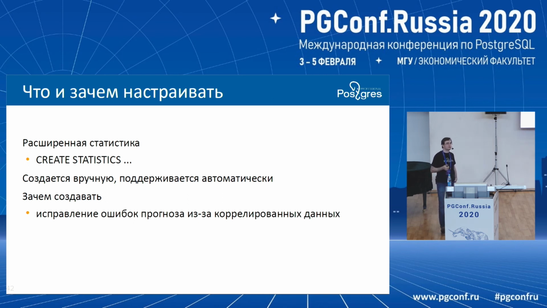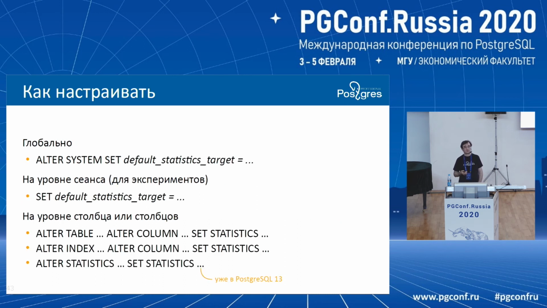Postgres by itself can't understand for which columns it needs to do this. So this is the task of the administrator. But once you've created the statistics, from here on out it is going to be supported automatically. This is the very first thing that you need to remember if you have correlated data in your columns. This is going to lead to mistakes in your forecasts of cardinality.